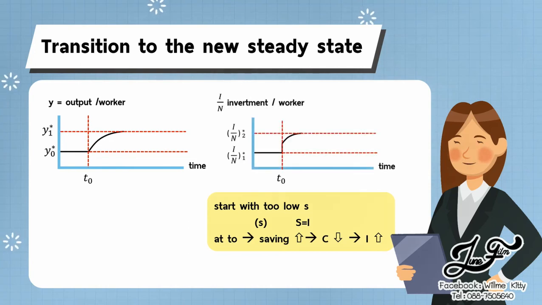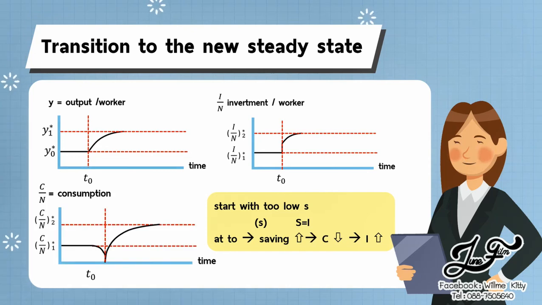For the graph of investment per worker over time, first it starts with too low saving rate, but after we increase saving rate, steady state will increase, so investment per worker will gradually move to the new steady state. At T0, there was a jump in the investment because an increase in saving leads to an increase in investment.